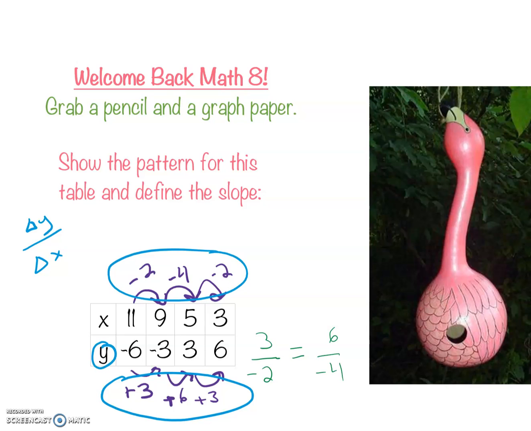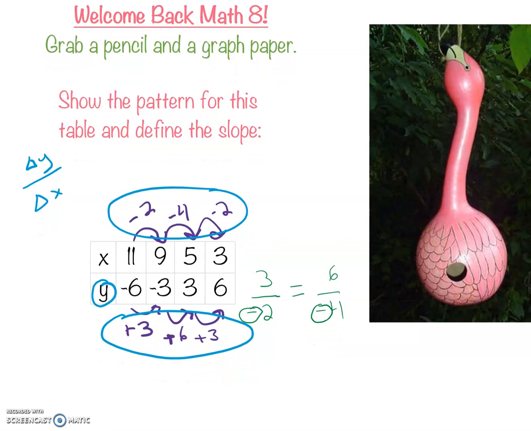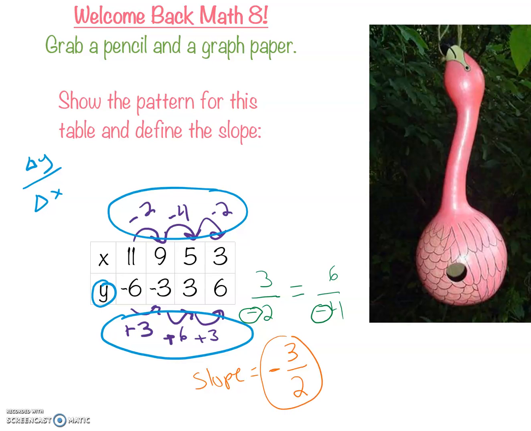Now, we have this negative here in our denominator, right? We can leave that negative with our denominator. But how do we typically write a fraction that is negative? We're going to pull that negative out front. Our change in y over our change in x. So our slope is negative 3 over 2. Okay? All right, let's move forward.